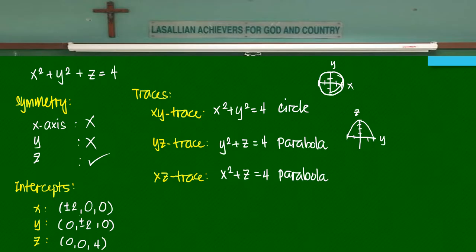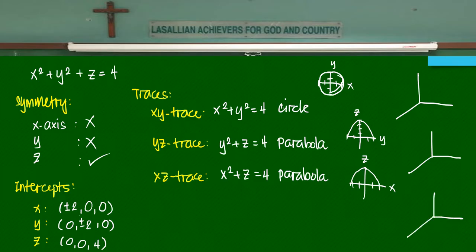Now, for this one, let's say this is x, this is z. If z is 0, x is plus and minus 2. And if x is 0, z is 4. So roughly similar to the one we have there. It's a downwards parabola. But then it says there, traces on the xy plane, yz plane, and xz plane. So let's draw them on their corresponding planes. I'll draw one of each.